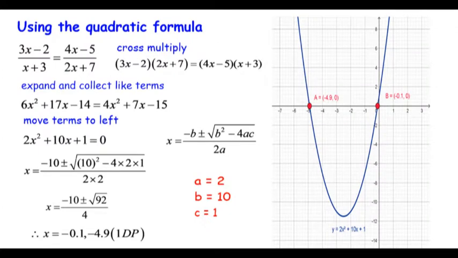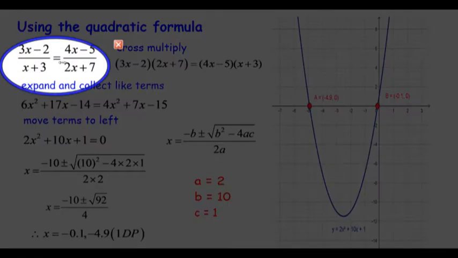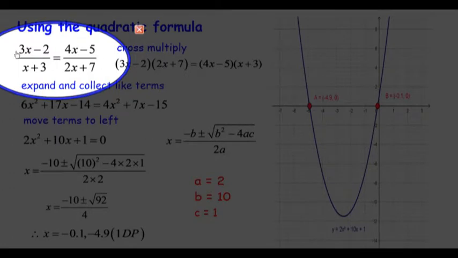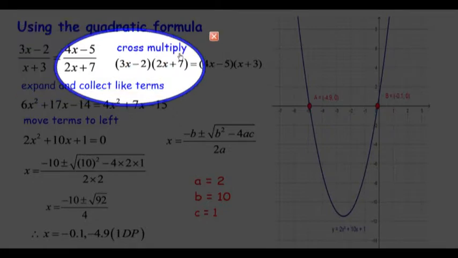Okay, now how do we solve these, I call them proportion equations? Something over something equals something else over something. So it's like two algebraic fractions equal to each other. Well, the easiest way, I think, is just to cross multiply: 3x minus 2 times 2x plus 7, and then 4x minus 5 times x plus 3. So let's have a look.